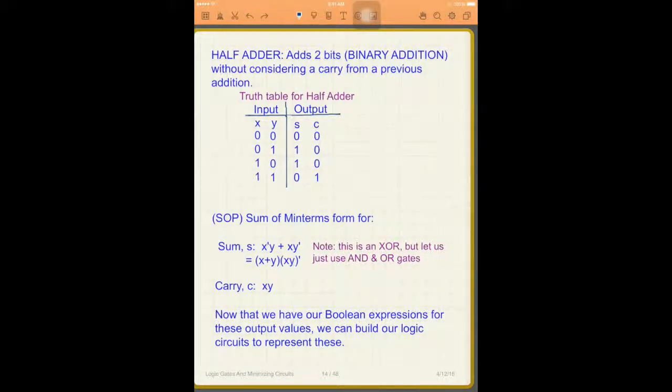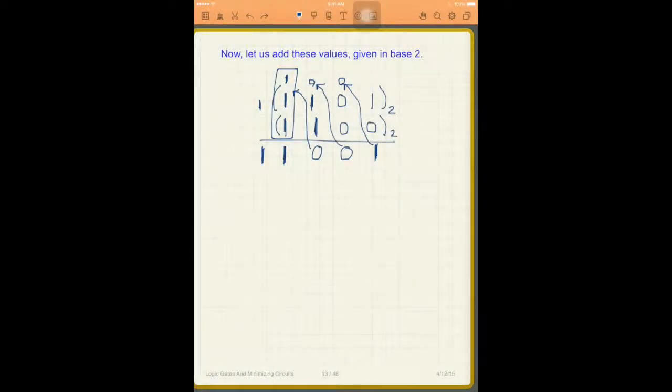And the half adder, again, adds 2 bits, and this is binary addition, without considering a carry from a previous addition. But this is the truth table for the half adder. So it is going to output, still, as we saw earlier, a sum. So for example, it's going to output a sum when you take 2 binary digits and add them together. Here's our sum, and it will output a carry. So it does do that. So for 1, 1, it's going to output this sum 0, and the output will be the carry 1. But it's not going to be able to add these 3 together. It doesn't add those values.